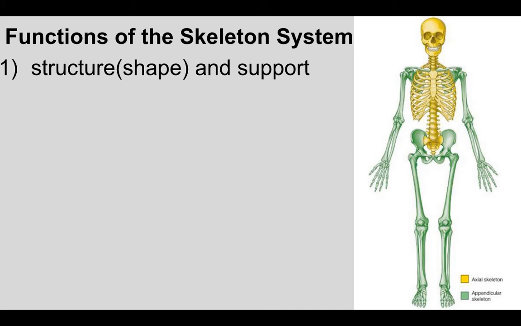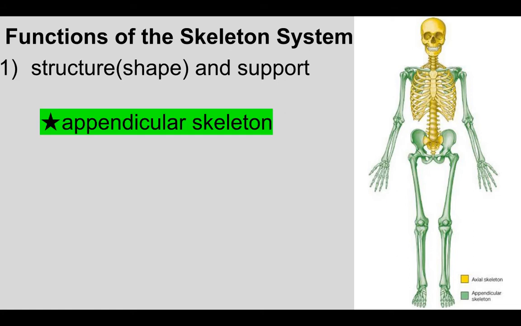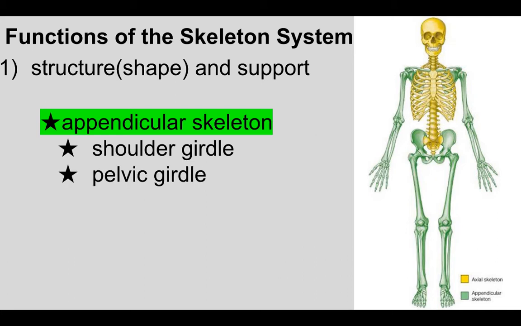In addition to the axial skeleton, you have what's called the appendicular skeleton, and you have the shoulder girdle, which includes the shoulder blade and the clavicle, which is your collarbone. The pelvic girdle, which consists of three bones fused together called the coxal bone, the arm bones and hand and wrist, and the leg bones and ankle and feet. So those are the two main categories.